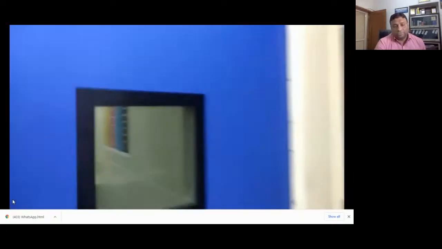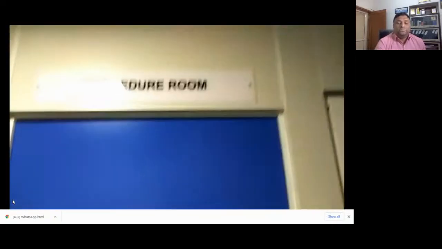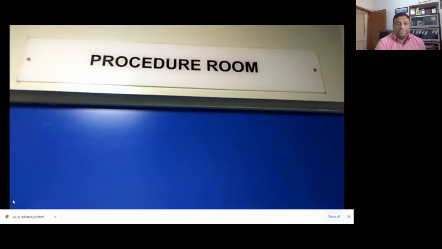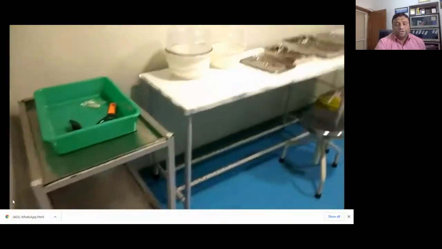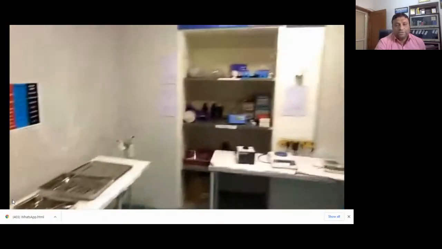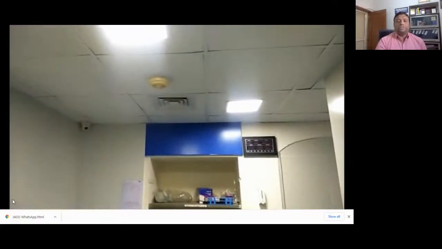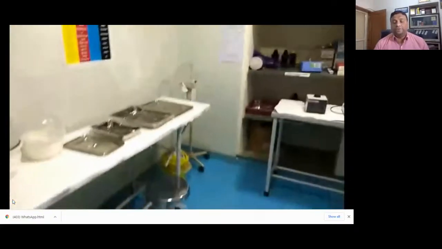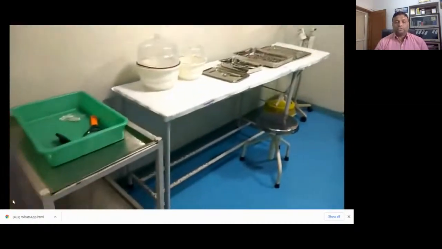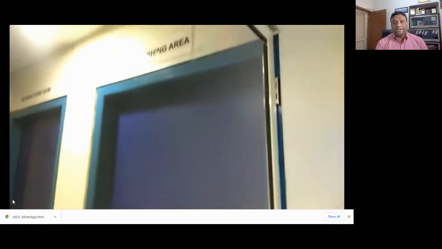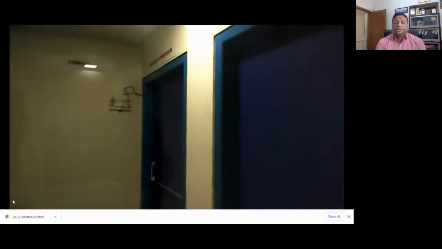Any procedures, starting from dosing and blood collection, everything should happen in a separate room called the procedure room. In that room, typically you can do anesthesia, surgical interventions, blood collection, dosing, formulation preparation. All this can happen here. And as you can see, it's a class 1 facility. The air entering is through a 0.5 micron filter, and the air coming out is also filtered through 0.5 micron.